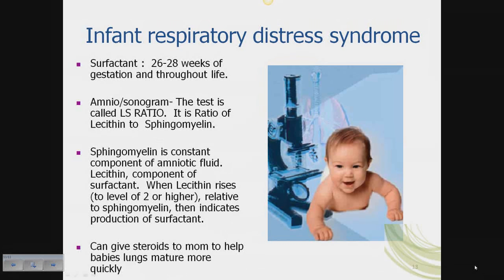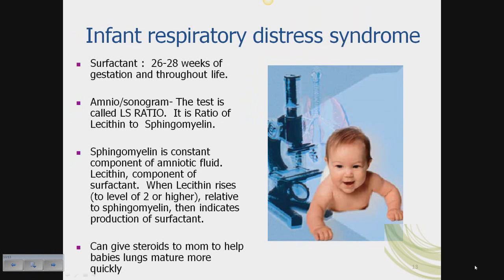If the baby's lungs are not mature, they can give steroids to the mother to help the baby's lungs mature more quickly. And the reason for the glucocorticoids is discussed in that paper I said that I uploaded on Blackboard. I highly recommend you read it. We also can give exogenous surfactant. We have artificial surfactant, and I'd like to tell you about that now.